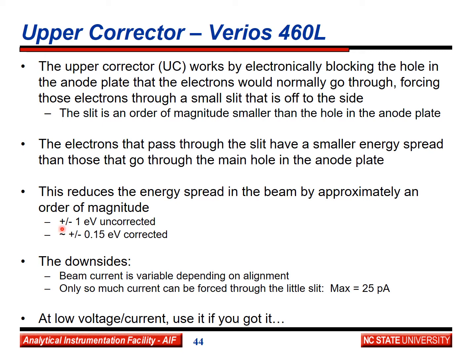So we're looking at about plus or minus 1 eV uncorrected and about plus or minus 0.15 eV corrected, according to published data. The downside is that beam current is variable depending on how you align it, and you can only force so much current through the little slit. On the Verios 460, the maximum current is 25 picoamps. That said, at low voltage and low current, use it if you got it, because it will make your images better.